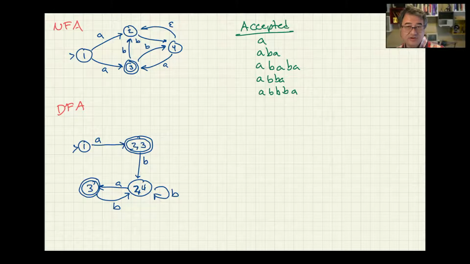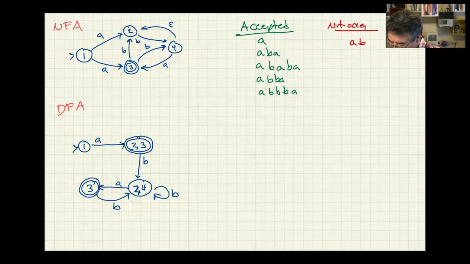And then some strings that are not accepted would be A, B, and that would be it. So A, B does not work. No matter if we did it this way, or this way, or this way, A, B does not take us to an accepting state.